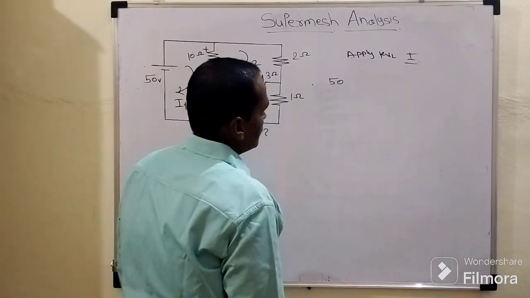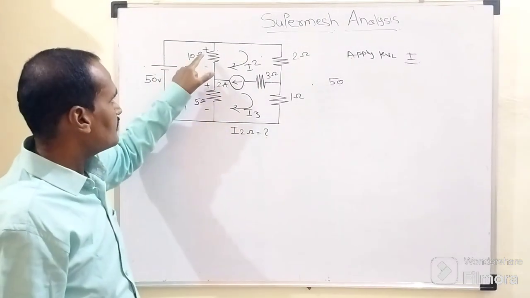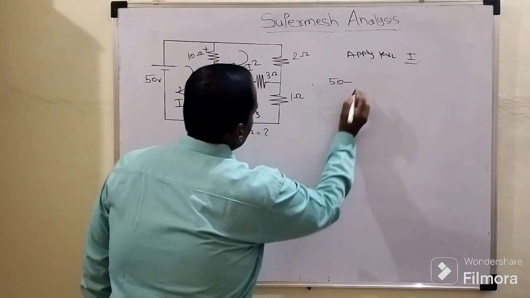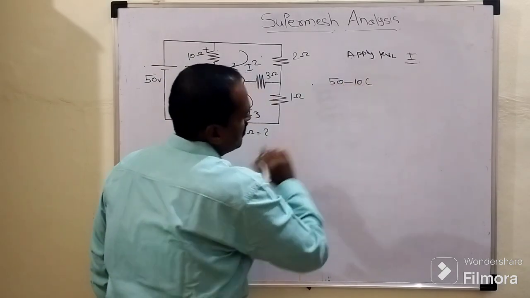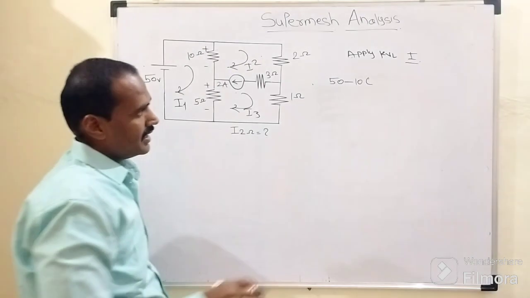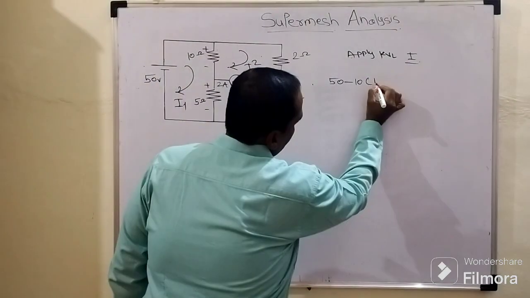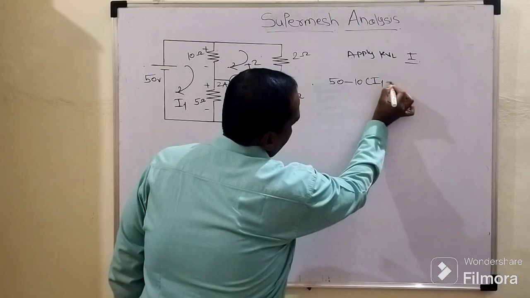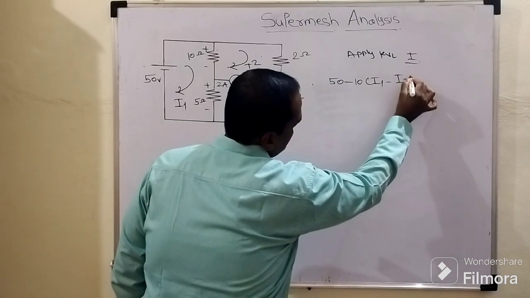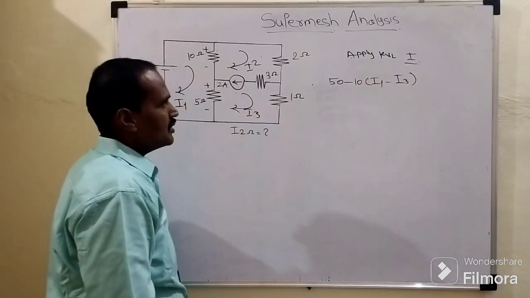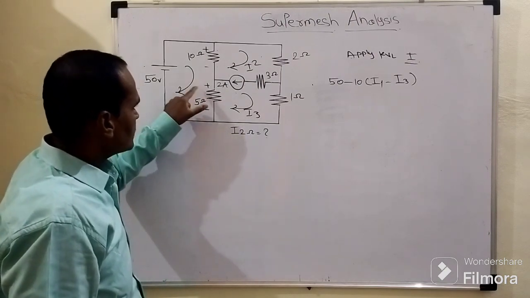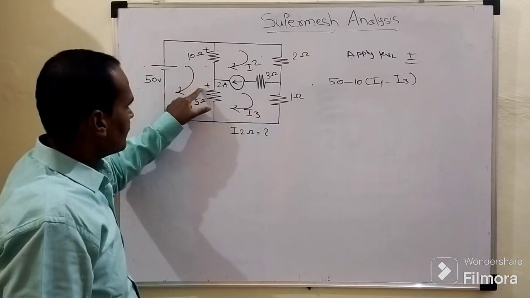After this, the ohmic drop across this 10 ohm resistor. As we are going from positive to negative direction, the opposite sign we need to consider: minus 10 times, of which two currents flow through this 10 ohm resistor? I1 as well as I2. I1 flows top to bottom and I2 flows bottom to top. That's why, as the directions of the currents through this 10 ohm resistor are opposite to each other, we need to consider the negative sign. In the same manner, while mapping the ohmic drop across this 5 ohm resistor, closely we need to follow the direction of the assumed current.